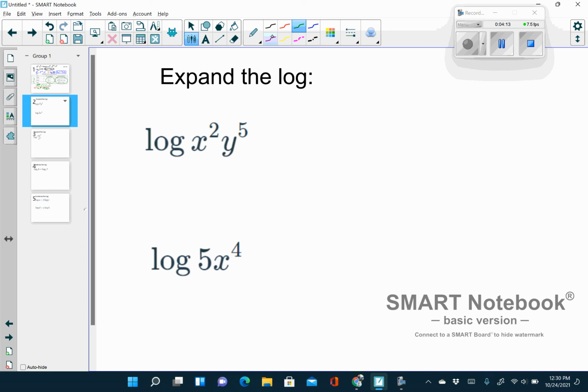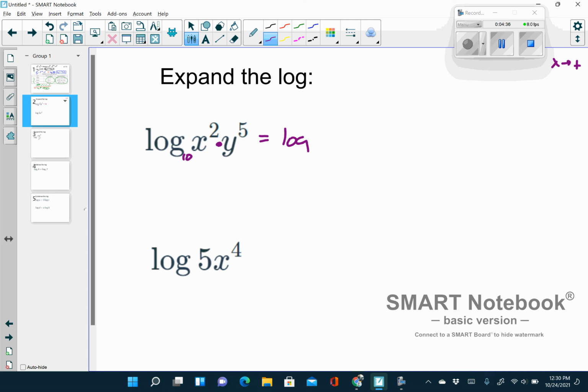All right, so let's go ahead and use purple. This is log, there's no base. If there's no base, there's an imaginary 10. For this problem, you don't need to know that. If there's no operation in between, it's always going to be multiplication. So we learned in the last slide that multiplication changes into addition. So we're going to expand this.